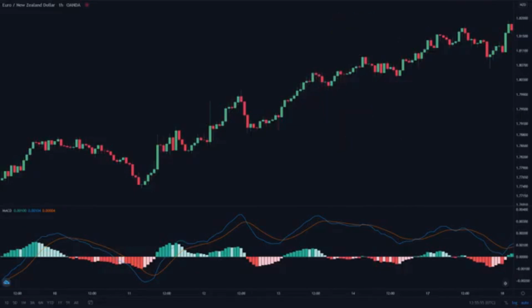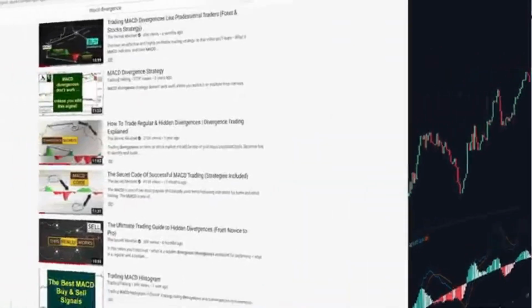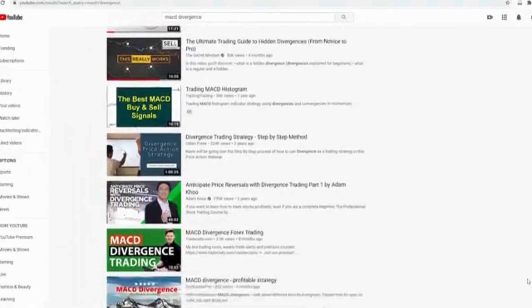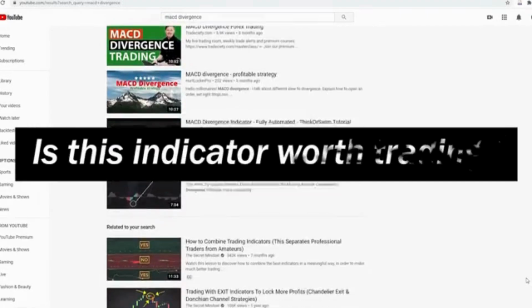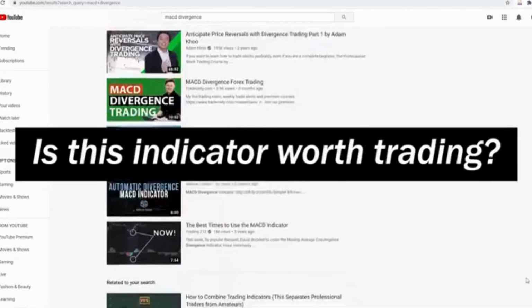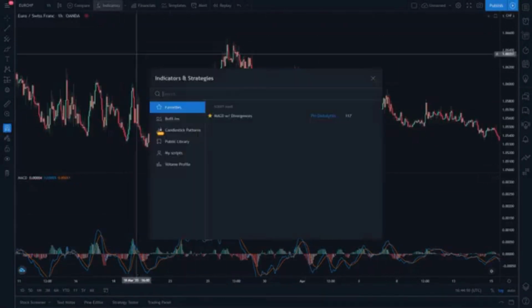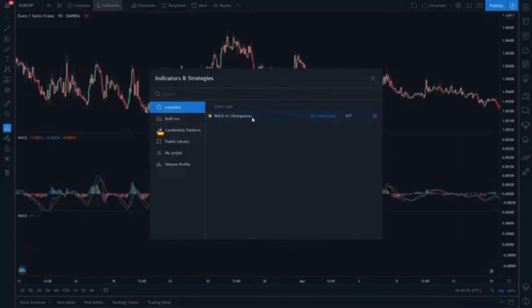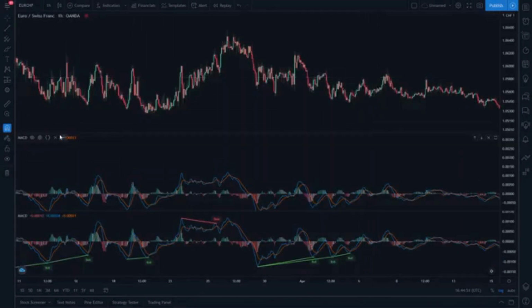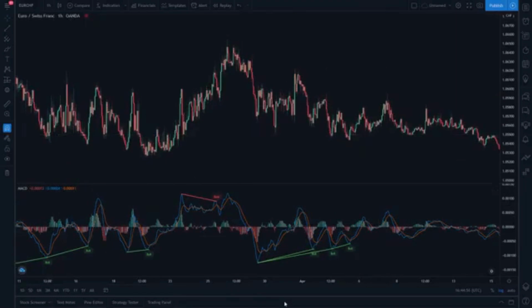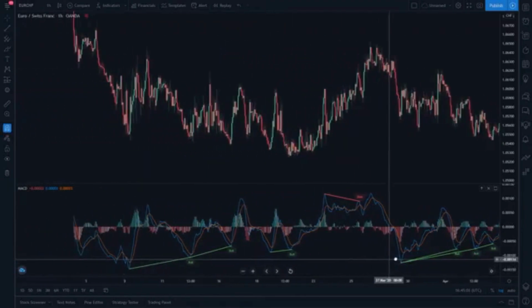But this indicator is largely promoted towards beginner traders, so I need to test it out for myself and reveal, is this indicator actually worth trading? Because a divergence is very hard to spot with the naked eye, I am instead using this indicator on TradingView called MACD with divergences. It really helps me spot divergences in the MACD indicator by giving me signals like this.